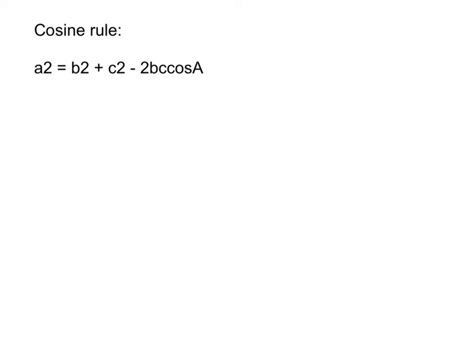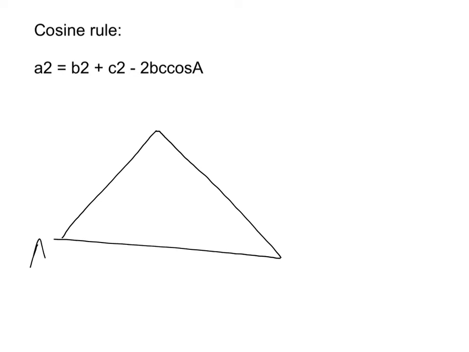So the cosine rule, the formula, is a squared equals b squared plus c squared minus 2bc cos A. Now, at the moment, that probably doesn't mean much, just a number of letters and numbers. So if we look at a triangle, and we'll start to make sense of what all those different letters mean. So if I label the corners, capital A, and that actually is this angle here, capital B, which is this angle here, and capital C, which is this angle here.